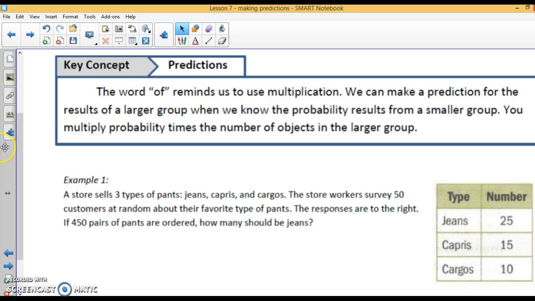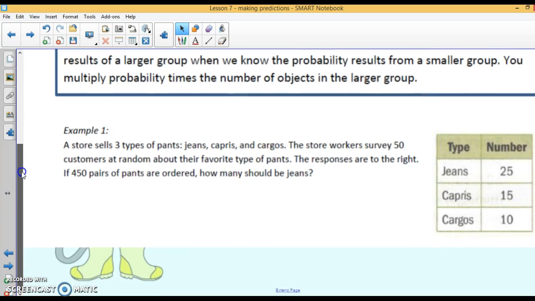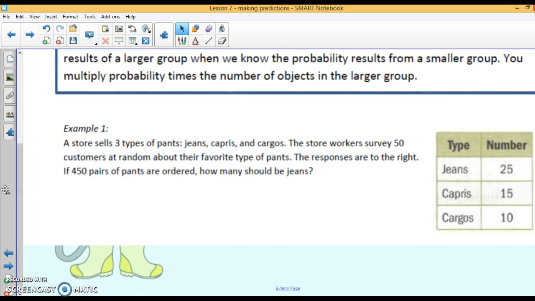And we can do this two ways. We can do it by multiplying, or we can set up a proportion. I like to set up a proportion, I think, a lot of the times. It says, a store sells 3 types of pants, jeans, capris, and cargos. The store workers surveyed 50 customers at random about their favorite type of pants. The responses are to the right. If 450 pairs of pants are ordered, how many should be jeans?